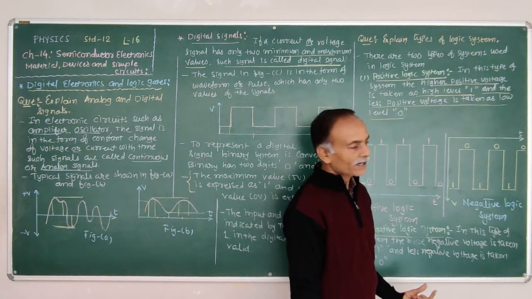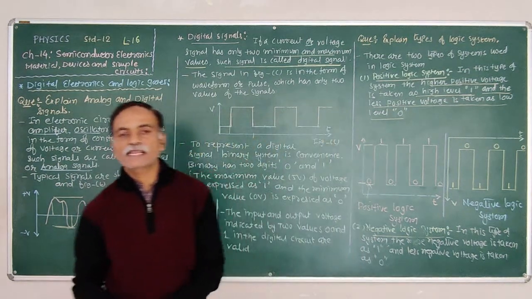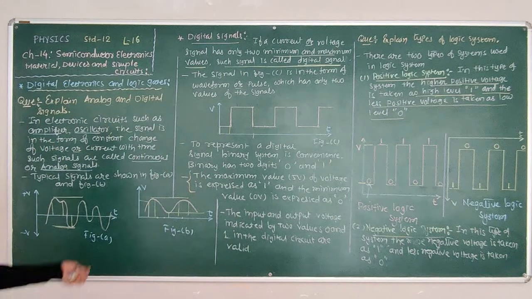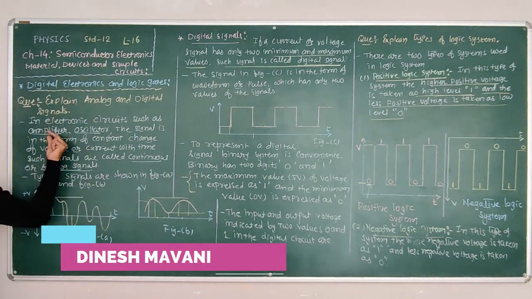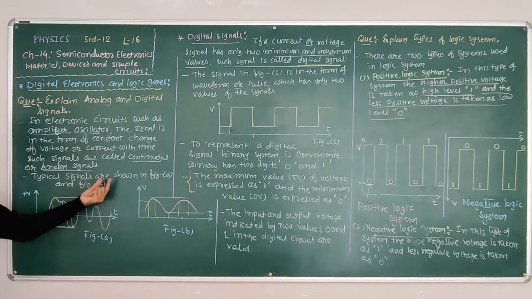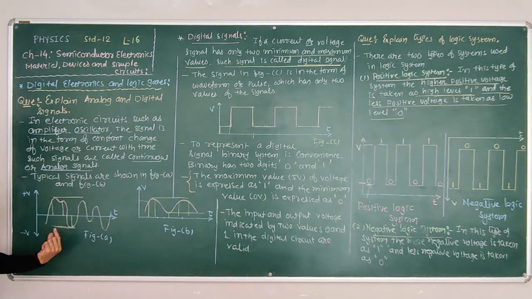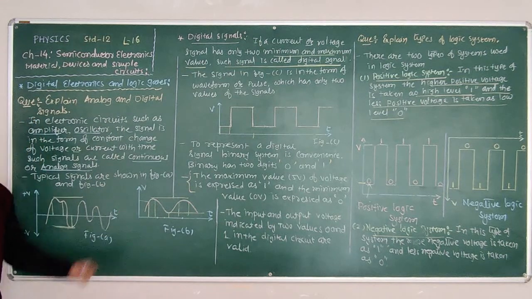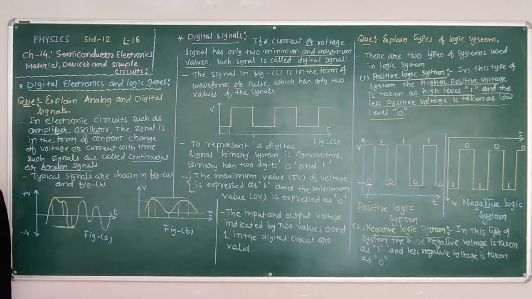Is this clear? Okay. Again we repeat, what is the difference between the analog and digital signal? Analog signal in electronic circuits such as oscillator and amplifier, the signal is in the form of constant change of voltage and current with time. Such signals are called continuous or analog signals. Typical analog signals are shown in the figure. So here there is the sine form or the cosine form. At any instant of time, it contains a value between the maximum and minimum.